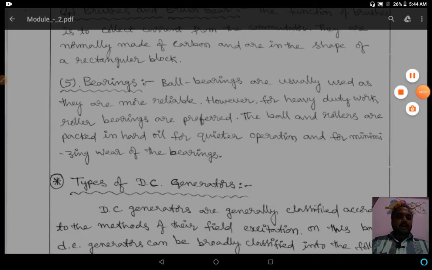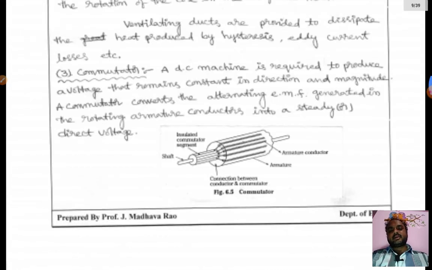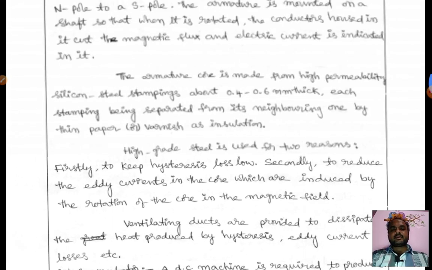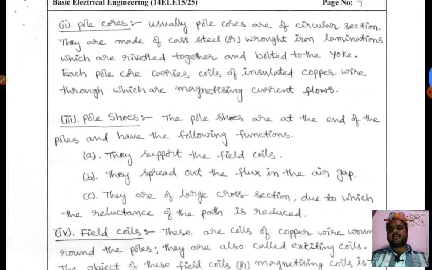So this is about the constructional features of the DC machine. This is a very important one. Many times they ask this question. I request you to practice this question very well.